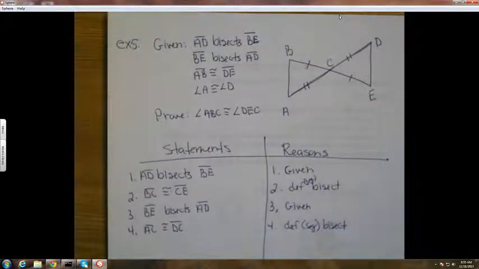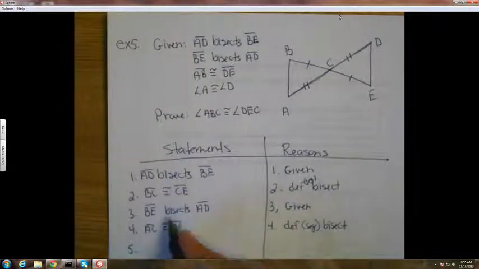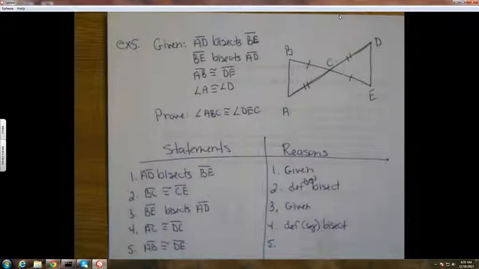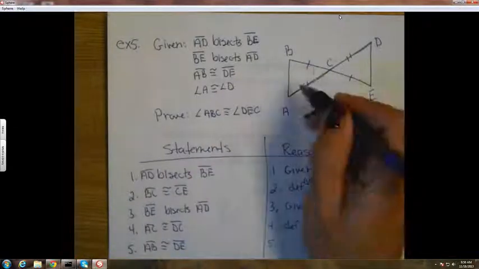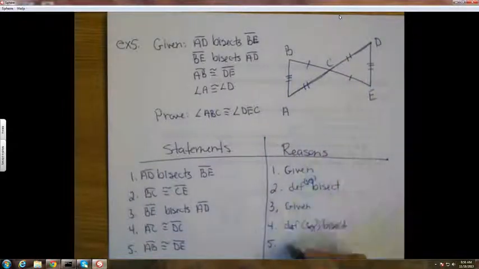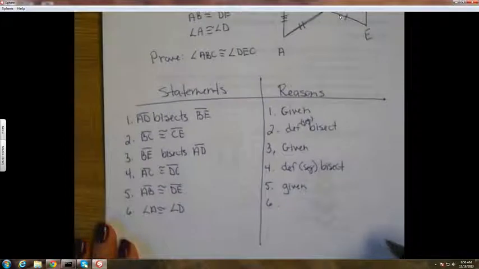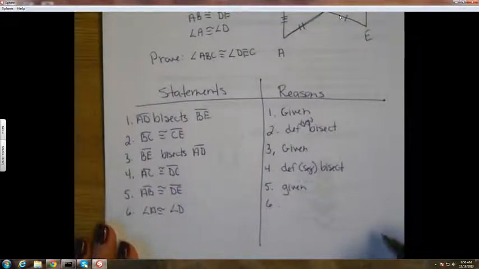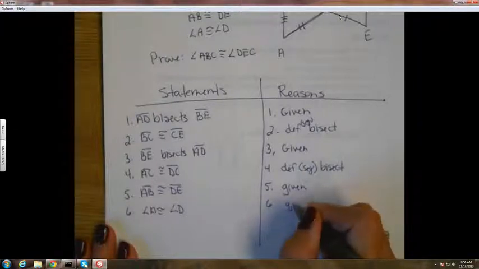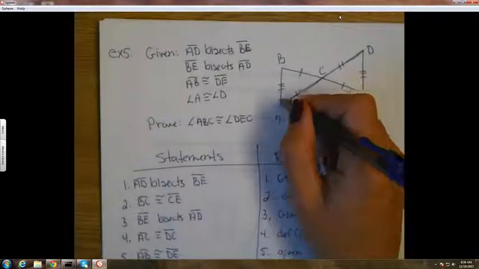We got 2 congruent parts, 4 to go. AB is congruent to DE. What's my reason there? AB is congruent to DE because it's up in the given. That's this here to this here. 3 down, 3 to go. Angle A is congruent to angle D. Reason? Given again. Up in the given. I like these given ones. Yeah, me too. Are they all gonna be just given and definition?